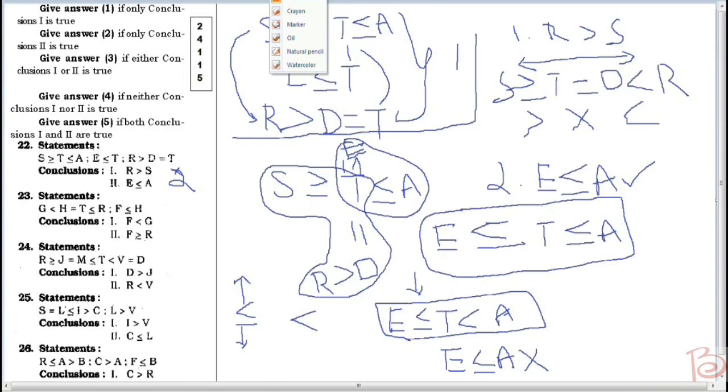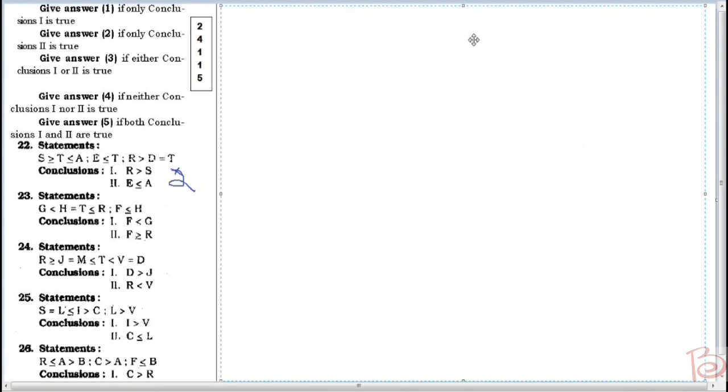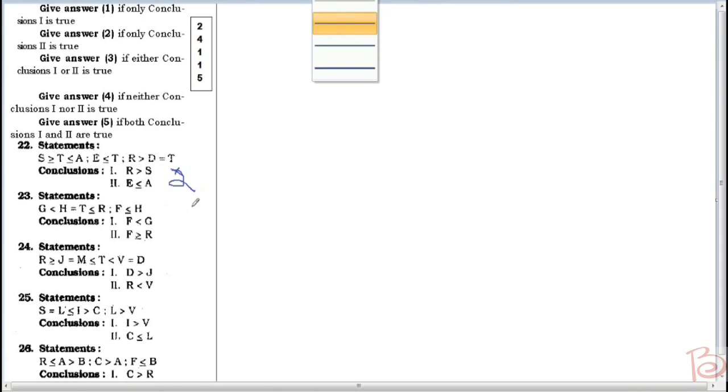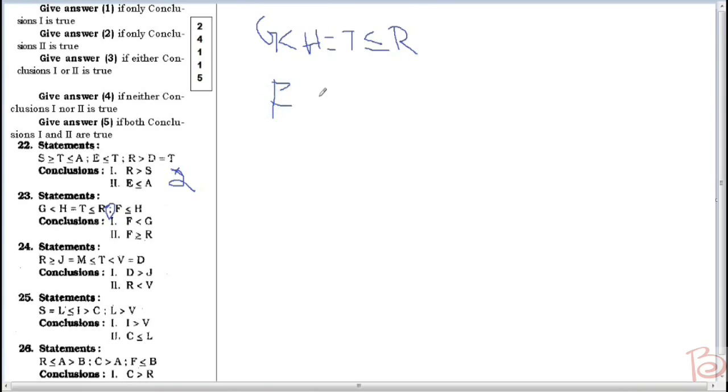Okay, so let's go for the second sum. In the second sum you can see that there are two statements. The first statement is G less than H equal to T less than or equal to R. Okay, this is the first statement, and the second statement is F less than or equal to H.